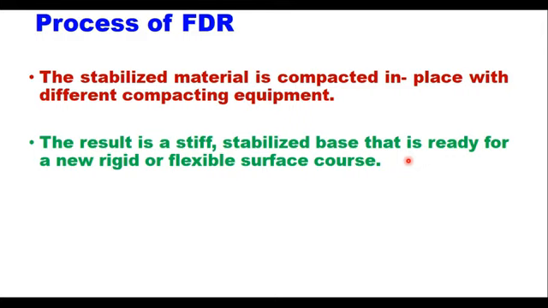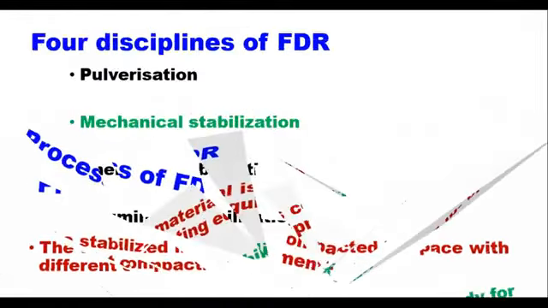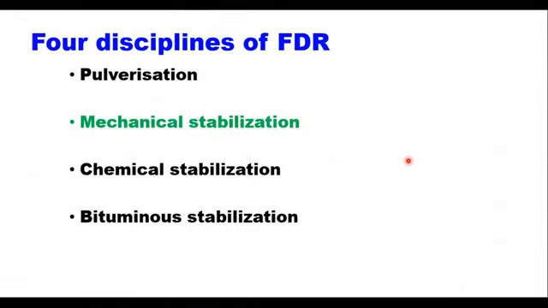FDR is very suitable for parking lots, low volume roads, secondary roads and city roads, but can be used on interstate highways as well. There are four disciplines of FDR. One is pulverization, the second mechanical stabilization, third chemical stabilization and the fourth is bituminous stabilization.